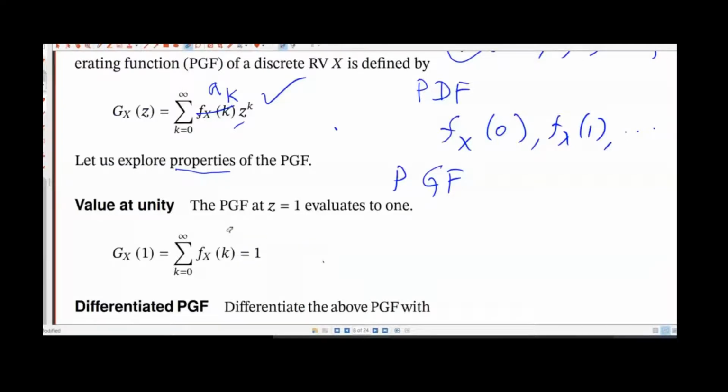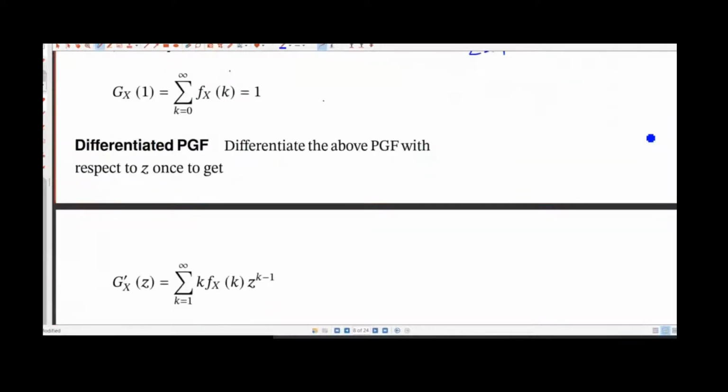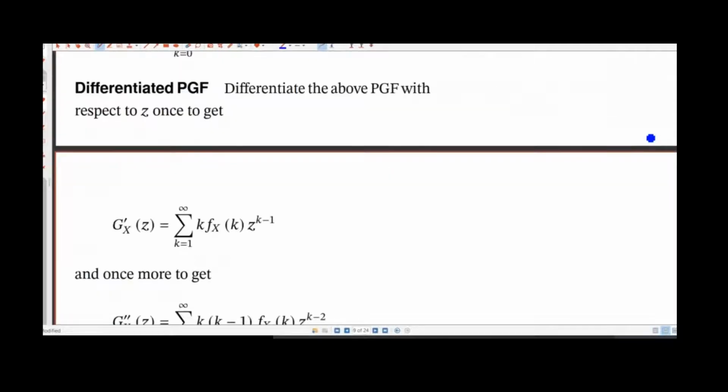Okay? So the PGF evaluated at z equals 1 will always give me 1. This is a rule which you should remember. Now let us differentiate this PGF with respect to z. So I have the PGF as the sum of f_k z to the kth, and I sum over k, and I differentiate this with respect to z.